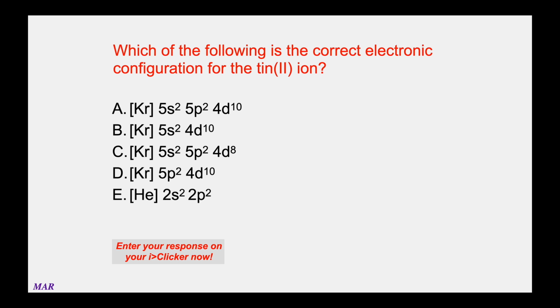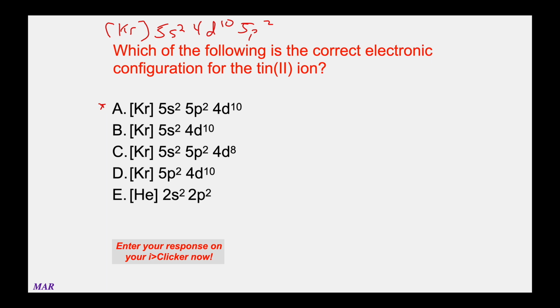All right, we talked about tin earlier. It's a krypton core. Krypton is the most recent noble gas. And then after that, we have 5s2, 4d10, 5p2. So krypton, 5s2, 4d10, 5p2 is the configuration for neutral tin. And again, these configurations are all written a little differently, which you'll see sometimes, but that's what the first one is right there. That would be neutral tin.